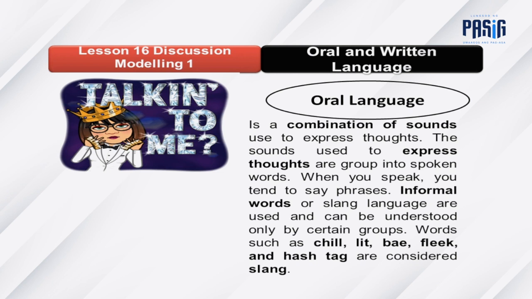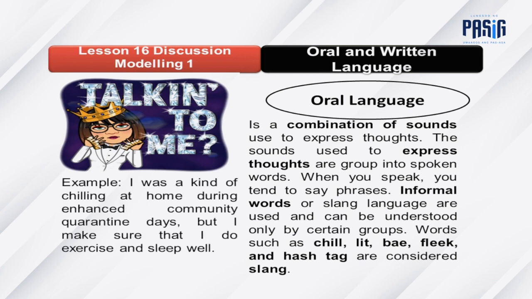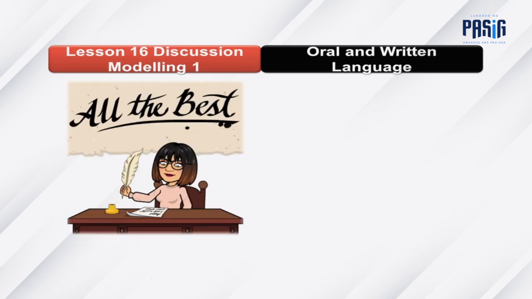Let's have an example. I was kind of chilling at home during enhanced community quarantine days, but I make sure that I do exercise and sleep well. Which word do you think is a slang word or informal word? Chilling. It is an informal word. It is slang for relaxing. Let's move on to the next one.